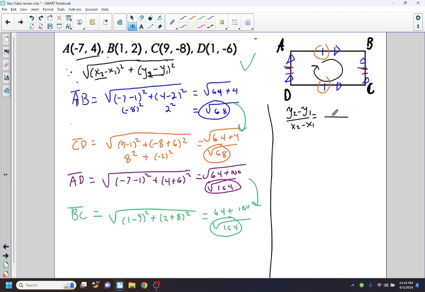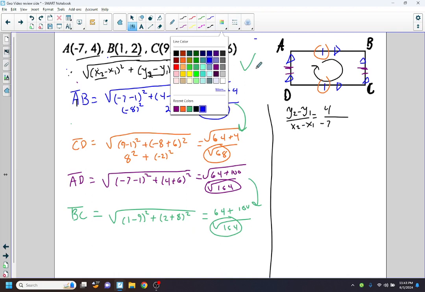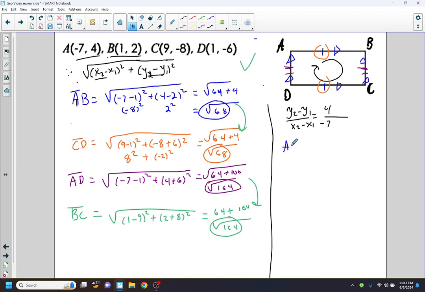So if I'm using A first, it's going to be 4 on top because that's the y, and negative 7 on bottom. And then to B, so this will be for AB. I guess let me do it in a separate color. So for AB, it's going to be 4 over negative 7. And then B is 1 comma 2, so minus 2, because that's the y value, minus 1, because that's the x value. That's going to be 2 over negative 8, or negative 1/4.